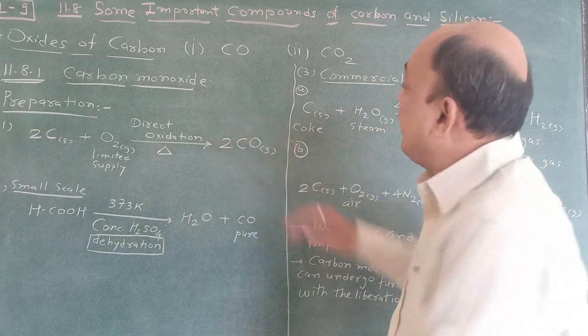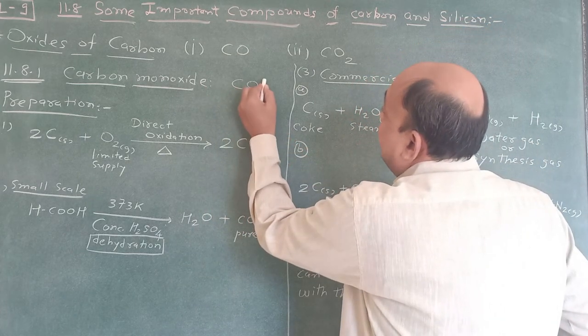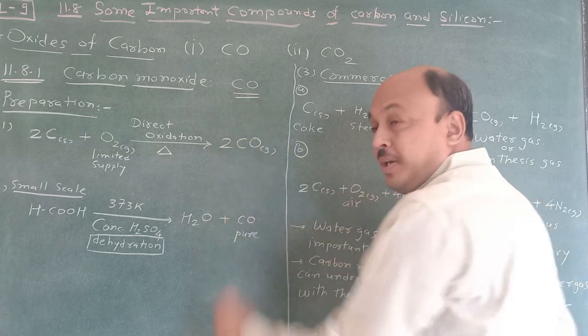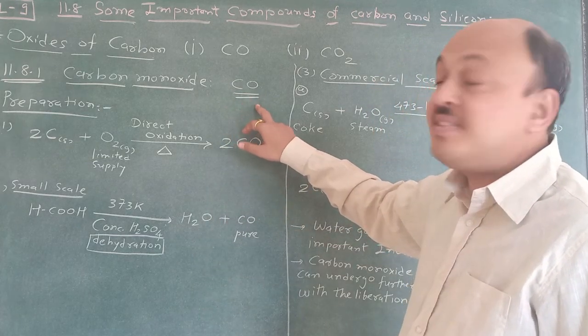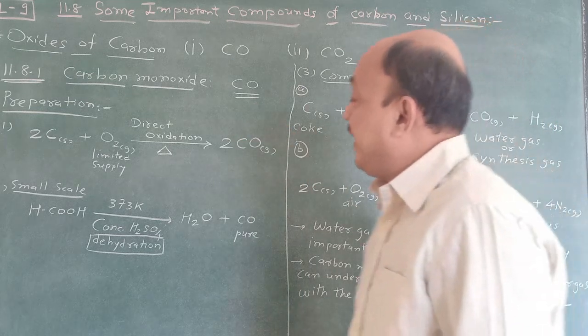So first of all, we learn 11.8.1 carbon monoxide. What is the formula of carbon monoxide? It's a simple formula, CO. CO is the formula of carbon monoxide. Mono means one oxygen is present, that's why it is known as carbon monoxide.